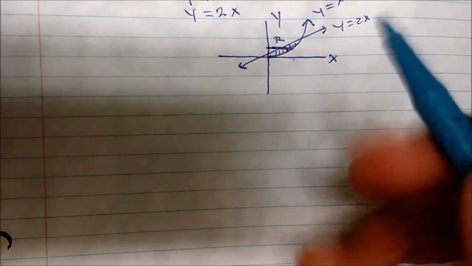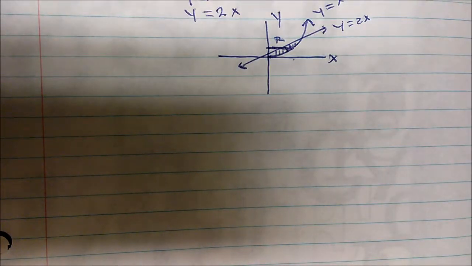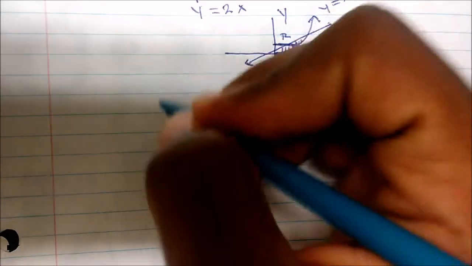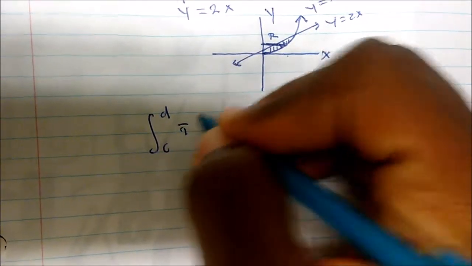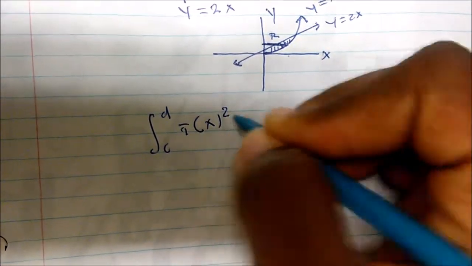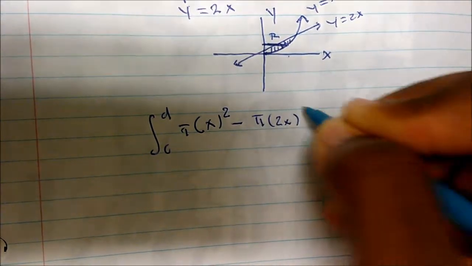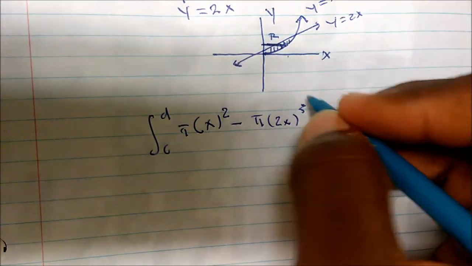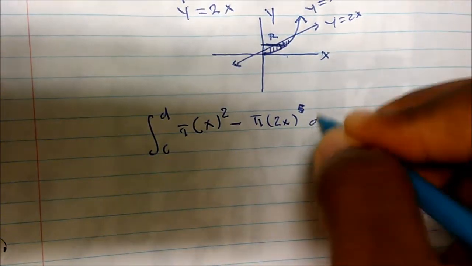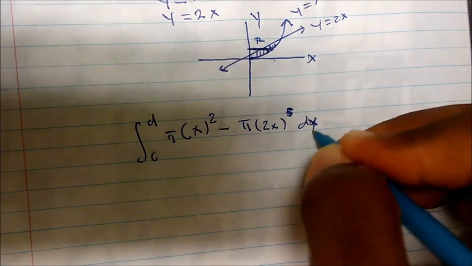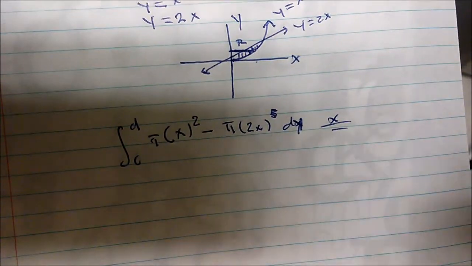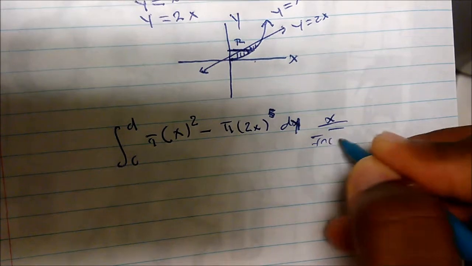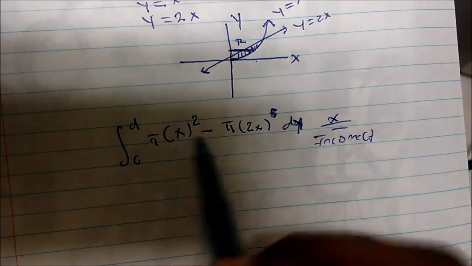Because I used a and b for my limits of integration with the x-axis, I'm just going to use c and d here. So the integration is from c to d of pi x squared minus pi (2x) to the fifth, dx, dy. Is this correct? No. I didn't really care about the fact that I put a 5 here. This is incorrect, and I just wanted to prove a point.